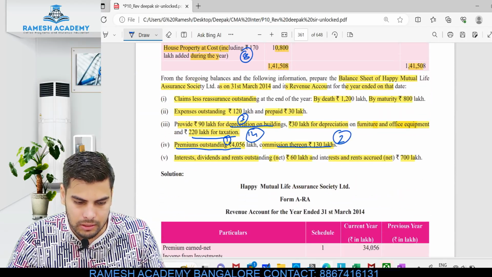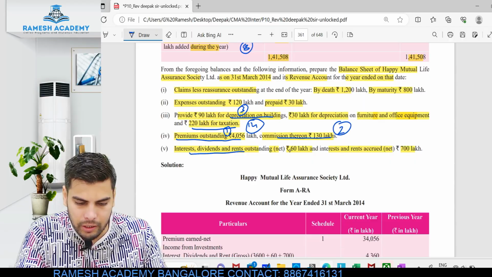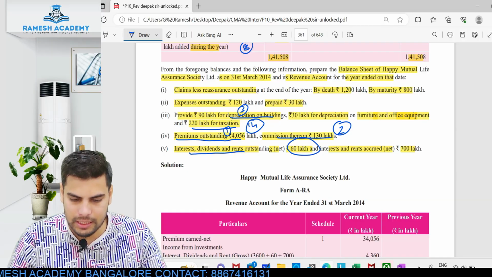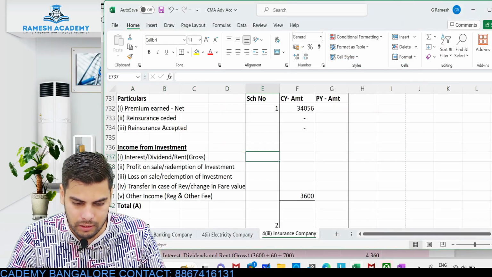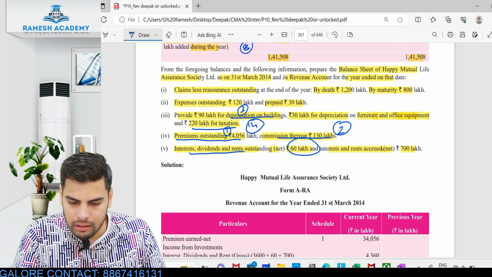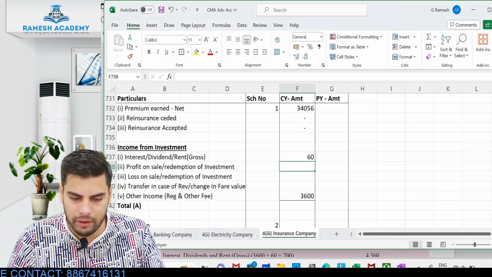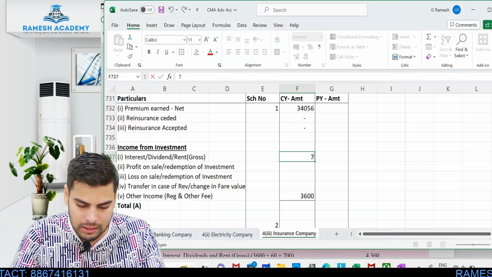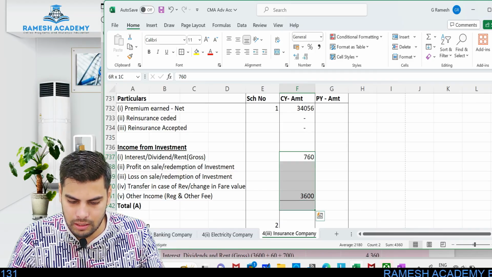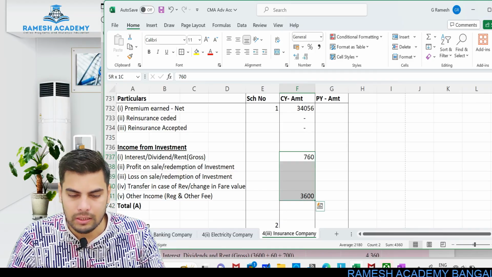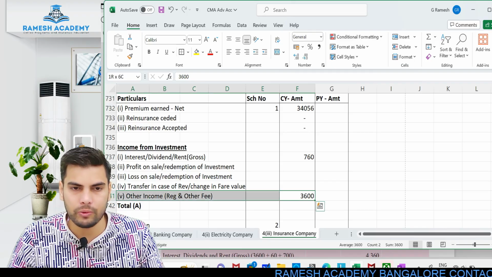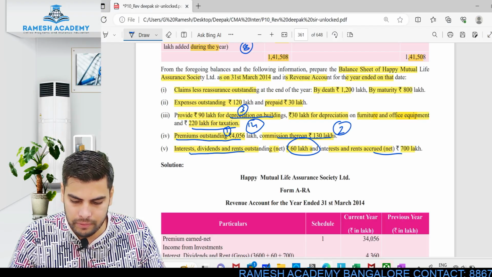Look at the adjustments. Here if you see, interest, dividend and rent outstanding net, they have given it as 60. I'll just write it over here. Okay, this is 60. And then interest and rent accrued net amount is 700. So we have got 700 plus 60, this is 760. Is this clear? So total will be 760 pertaining to interest and dividend and 3600 relating to registration and other fee. All right.